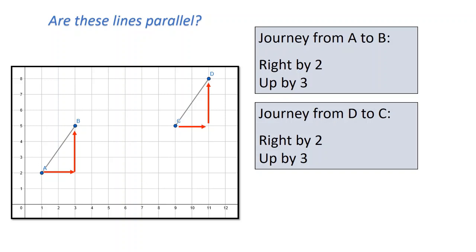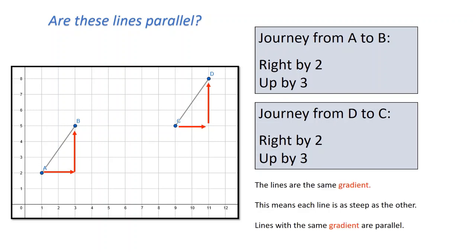So because I go along 2 and up 3, even though these lines are at quite different parts of the grid, they're not side by side, it doesn't matter. They go along and up by the same amount, so they're both as steep as the other, so they have the same gradient. And that means that these lines are parallel.